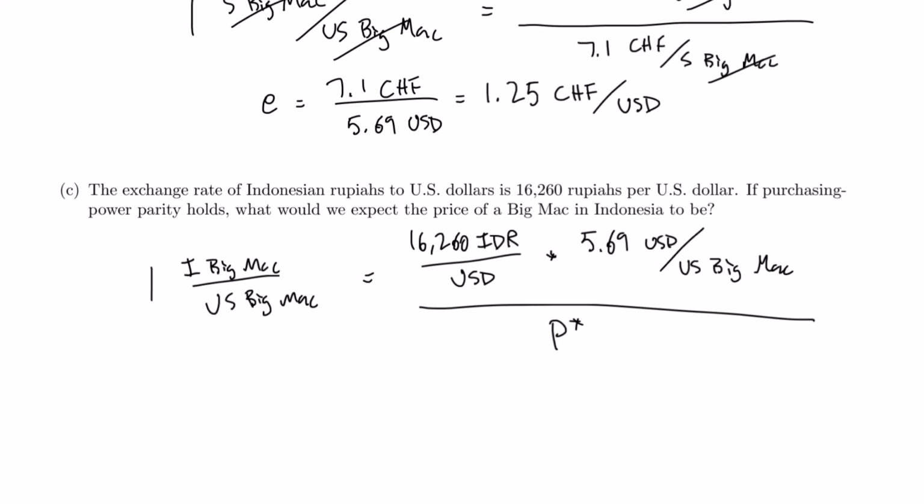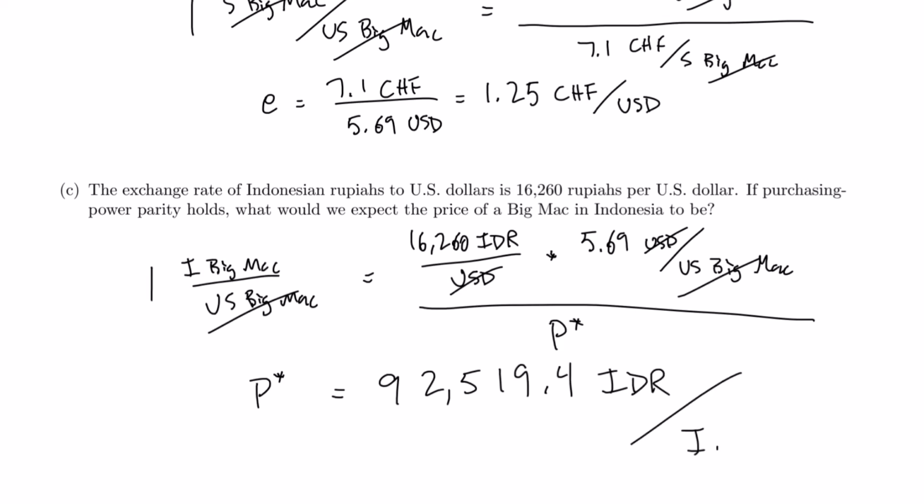Let's do some canceling. We've got a USD on bottom, a USD on top. We've got a Big Mac on the bottom of a fraction on the right-hand side and on the left-hand side, so those are all going to cancel. And since we are solving for the Indonesian price of a Big Mac, the only units that should be left are the Indonesian rupiah and the Indonesian Big Mac, which is exactly what we have. And so now to figure this out, we're going to have to do the math, multiply 16,260 times $5.69. That's going to give us 92,519.4 Indonesian rupiahs per Indonesian Big Mac.